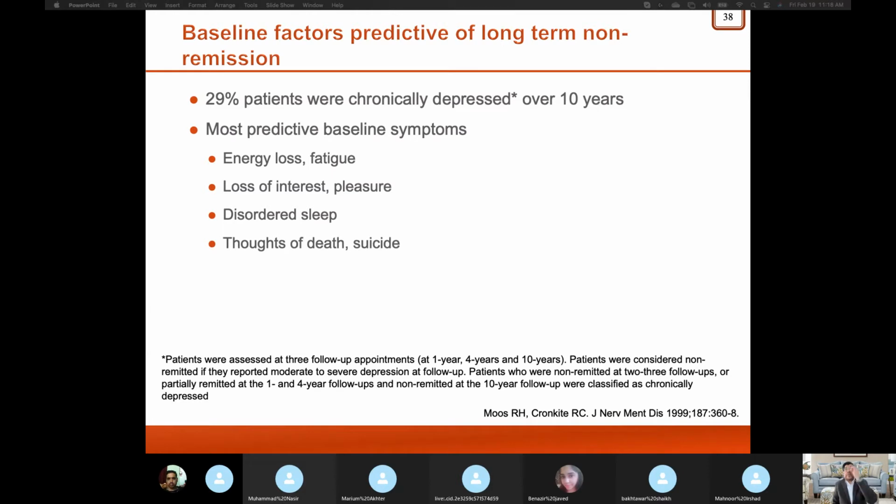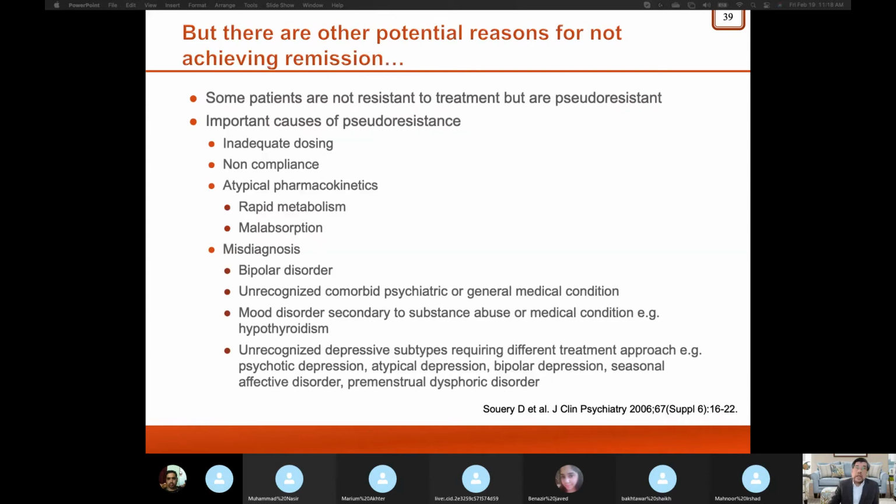29% of patients were chronically depressed over 10 years. Most predictive baseline symptoms: energy loss, fatigue, loss of interest and pleasure, disordered sleep, thoughts of death, and suicide. Now, we never ask about suicide, but I usually ask a direct question. If I perceive that this patient is suicidal, I will directly ask. कभी दिल करता है जिंदगी खत्म कर दूं, दिल करता है खुदकशी कर लूं, या दिल करता है कि इस जिंदगी से मौत ज्यादा बेहतर है, या मर जाऊं किस मुसीबत में फंस गया, then I definitely try to assess the whole of the suicide.